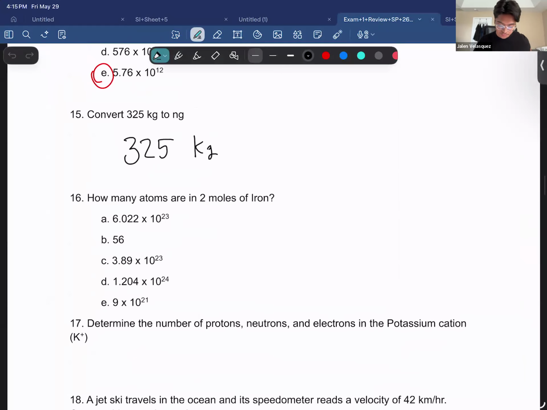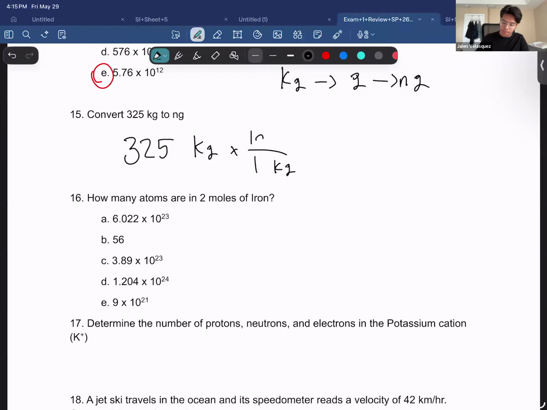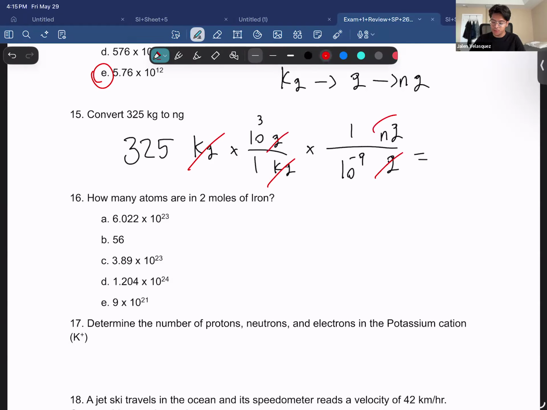I'm going to go from kilograms to grams, then to nanograms. So we have 325 kilograms. We want to convert that into grams. You know that 1 kilogram has 10 to the 3 grams, so your kilograms cancel off. Now I want to go from grams into nanograms, so gram on the bottom, nanogram on the top. And you know that 1 nanogram has 10 to the negative 9 grams. So the grams cancel off, and you're just left with nanograms.